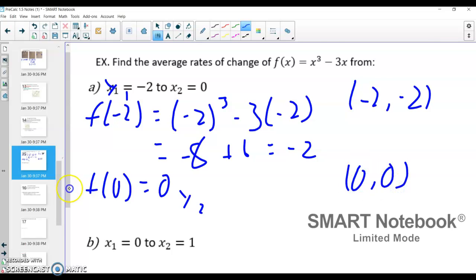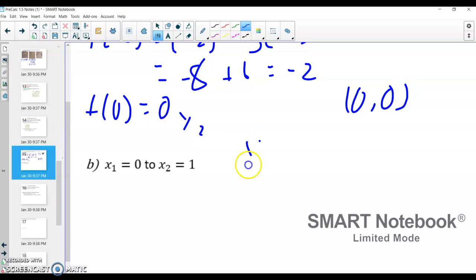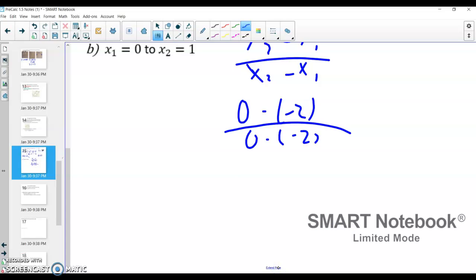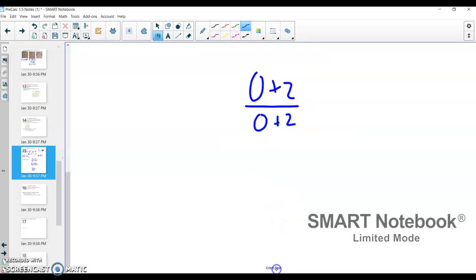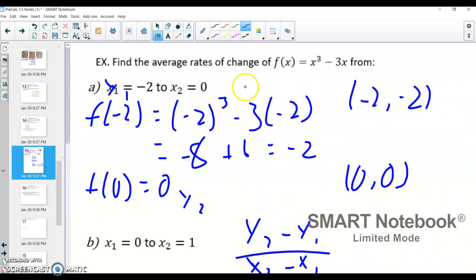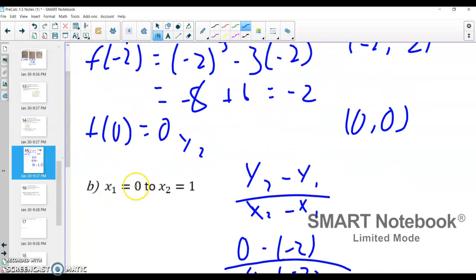And now I can just do my slope formula, which is y2 minus y1 over x2 minus x1, which is 0 minus a negative 2 over 0 minus a negative 2, which gives me 0 plus 2 over 0 plus 2, which is 2 over 2, which equals 1. And so that would be my slope of that secant line between these points on that function.